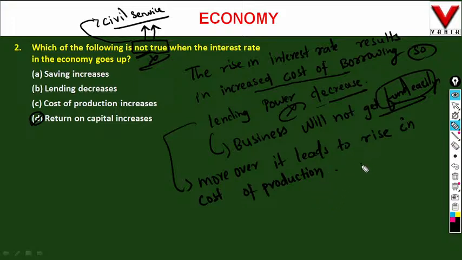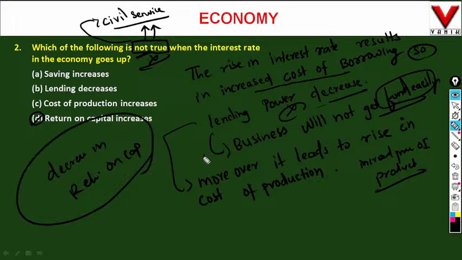Now, increased cost of product leads to increased price of product, thereby decrease in return on capital. Why? Because हर चीज का कॉस्ट बढ़ जाएगा.